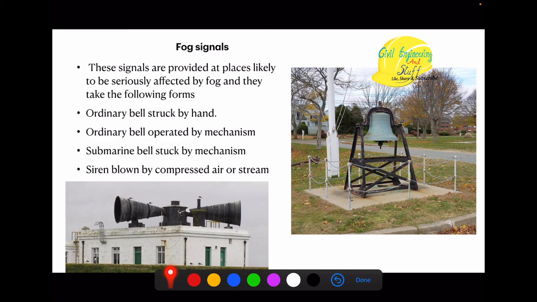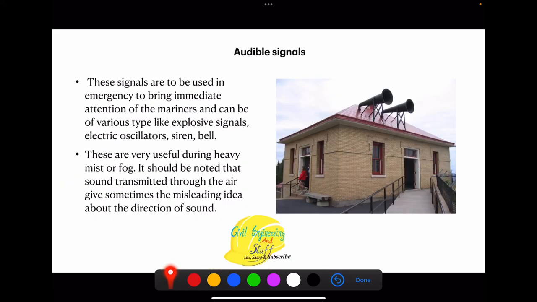Now these fog signals can be of three types. We have an ordinary bell struck by hand, an ordinary bell operated by mechanism, a submarine bell struck by mechanism, and a siren blown by compressed air. Definitely the intensity increases as we move down. Ordinary by hand, like the honking is done by hand, then we have the mechanism to do the same purpose, and of course the compressed air horn system will have the highest intensity.